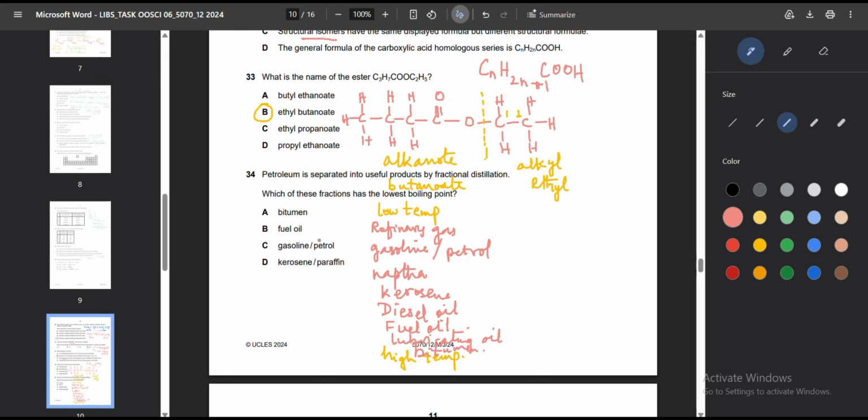Okay, so what is the correct option? Which out of these fractions, we are given these 4 options, which one will have the lower boiling point? Just see which one would have the lower boiling point. So it would be option C, because the rest of the fractions are present below petrol and they have higher boiling points.